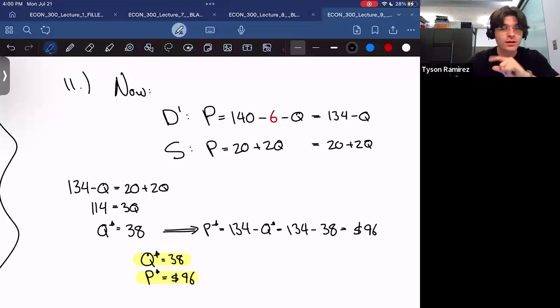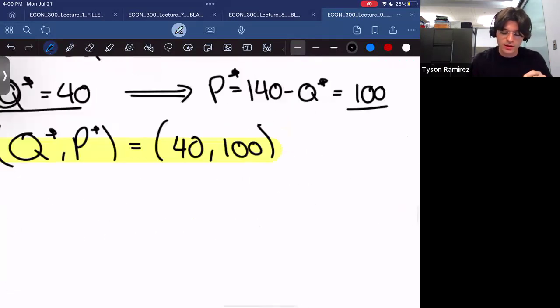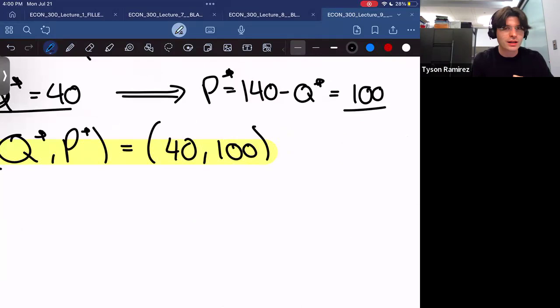Okay. For the first part, to find Q star and P star, you would set the equations equal to each other, and you should have got that Q star is equal to 38 and P star is equal to 96. So P star is equal to 96. And we think, huh, that's a little odd. P star was higher before the sales tax.